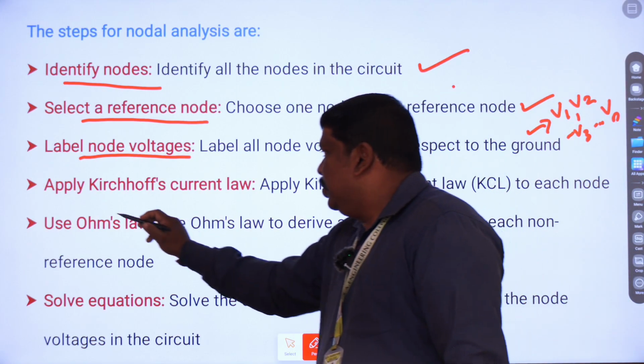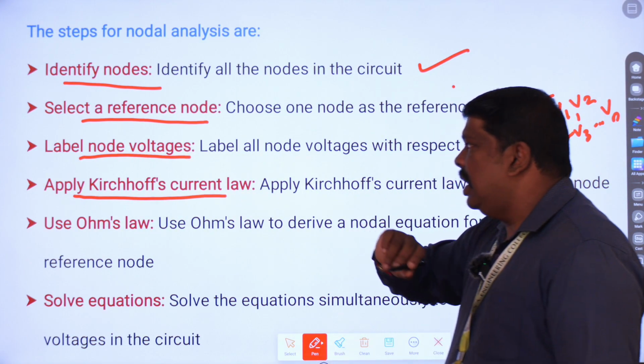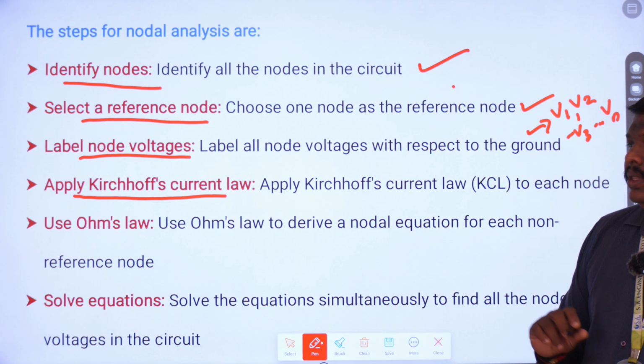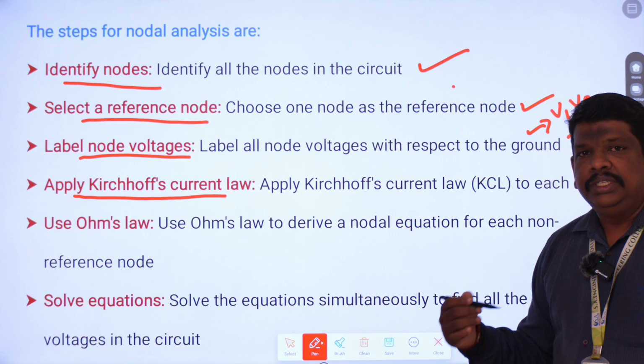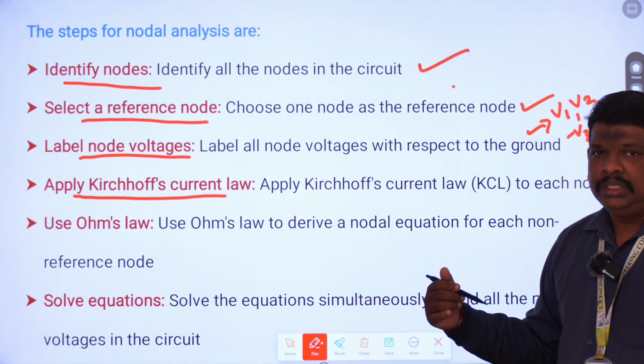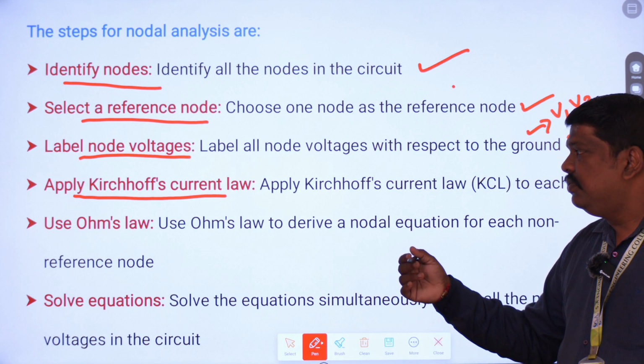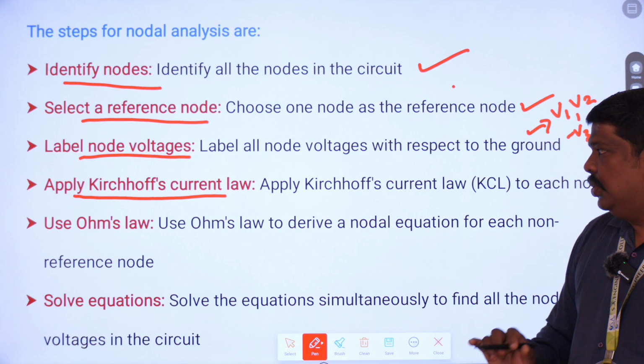After labeling your node voltages, we have to apply the Kirchhoff current law method. Already we know that Kirchhoff current law says the current entering into the junction is equal to the current leaving the junction. That method we are going to apply in electrical circuits to find the value of your node voltages.